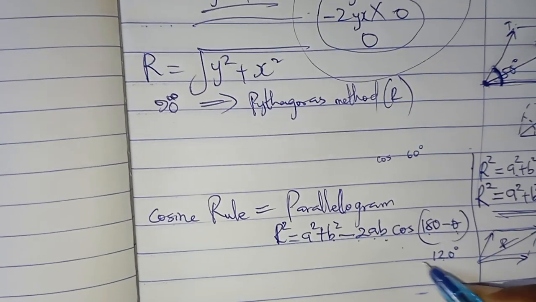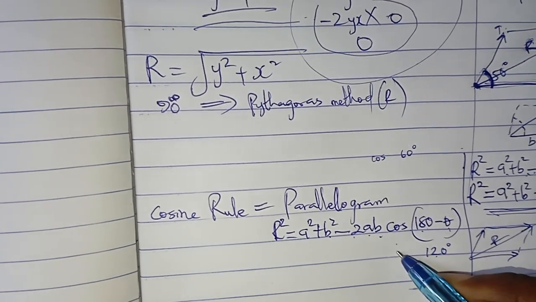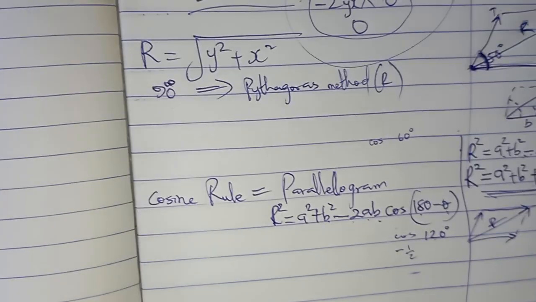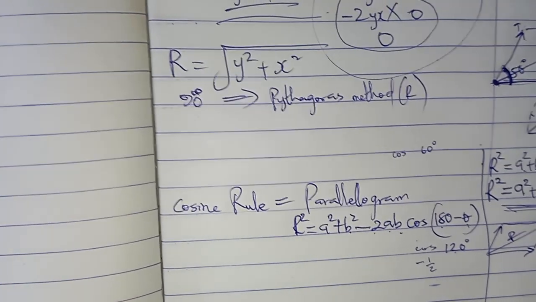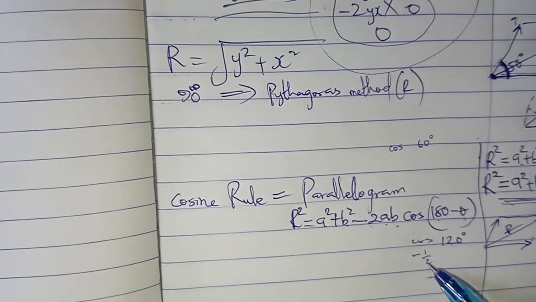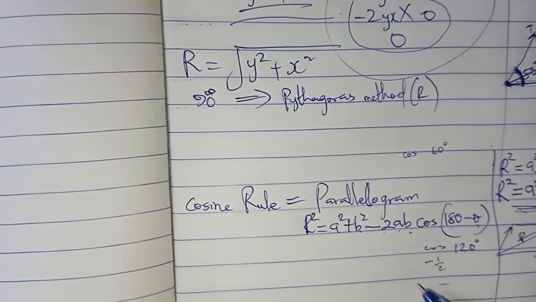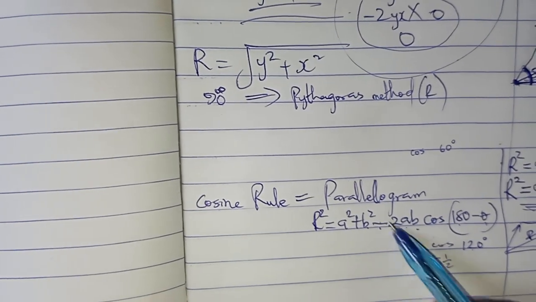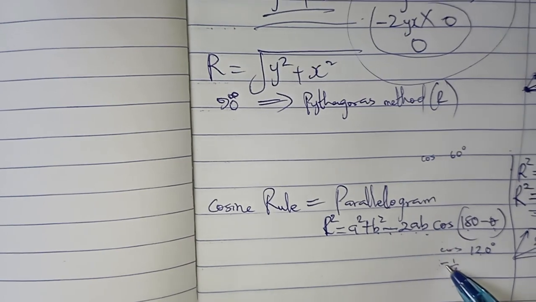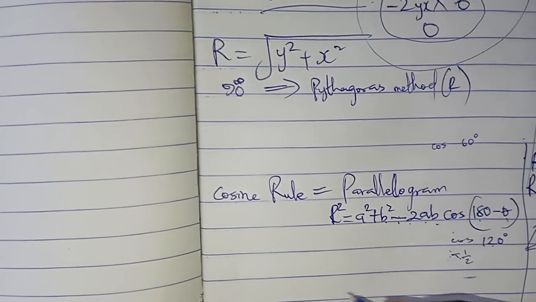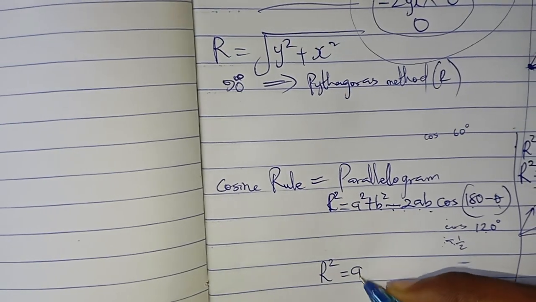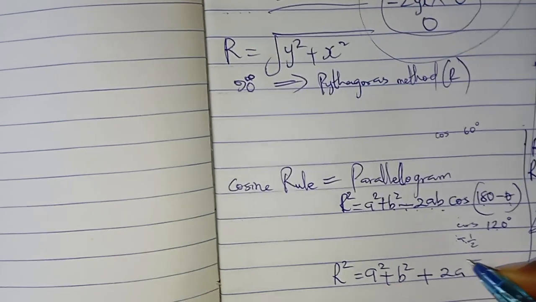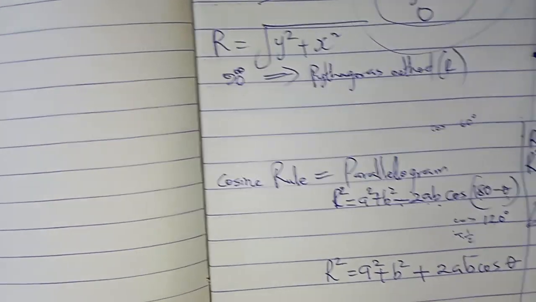And notice that this is going to be the same thing as saying cos 120 is the same thing as saying minus half. And this minus half, times this minus. By the time you do this times this, you end up getting r squared equals a square plus b square plus 2ab cos theta.